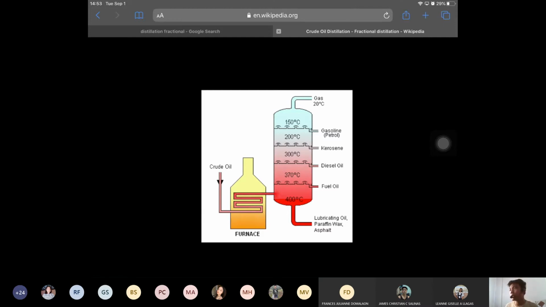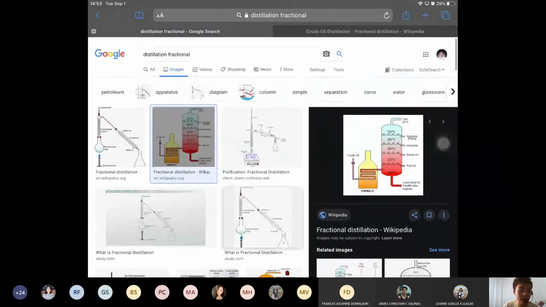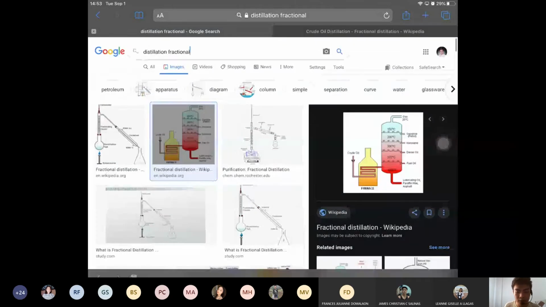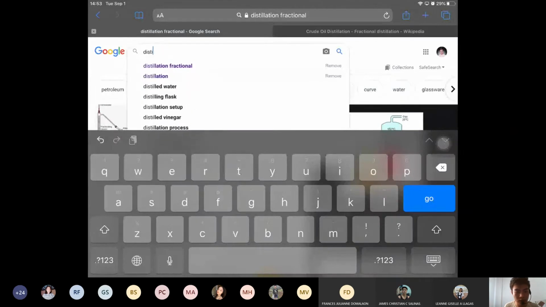Okay, so what's next? So after distillation, we can do separations manually. For example, the decantation. Pakita natin yung decantation.